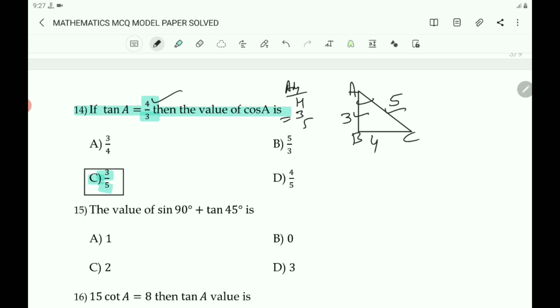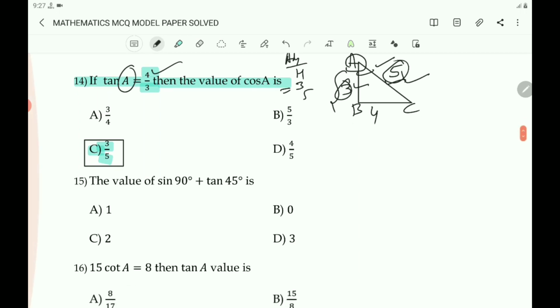If you know the Pythagorean triplet, you can find the remaining side of the right angle triangle. As 3 and 4 are given, the greatest side is the hypotenuse, that is 5. So if you know the hypotenuse directly, you must also know the trigonometric ratios. The trigonometric ratio of cos is adjacent side by hypotenuse. For angle A, AB is the adjacent side and AC is the hypotenuse. So it becomes 3 by 5.